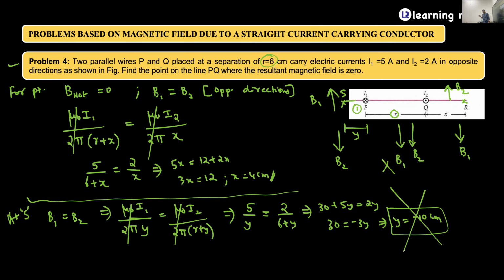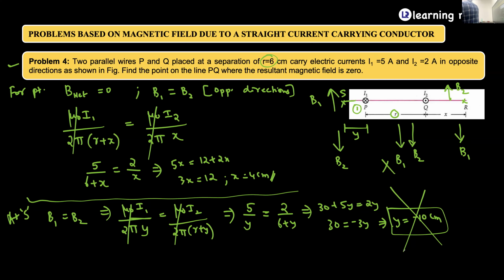Why I'm telling this is, if this question comes in MCQ, you need not sit and do all these things. All that you need to do is, you know which point you need to take. Take the one closer to the lesser magnitude. Just write I1 by distance is equal to I2 by distance. You'll get the answer in one step. All these things you need to do only for subjective part. Am I clear with this? So make a note of it.